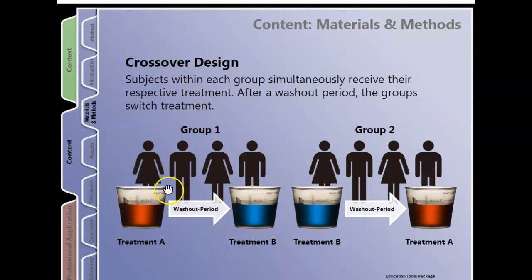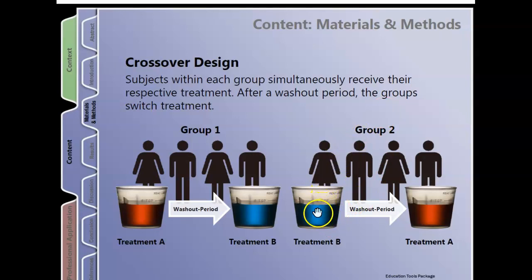So crossover means you start with one drug, there's a washout period where they're told not to take any drugs because you want the drug to be flushed out of their system, and once that washout period is done, they start the other drug. And you could have two groups doing this. Here's group 1 and here's group 2. In group 2, you're starting with a different drug than the red drug of group 1. With group 2, you're starting with a blue drug.